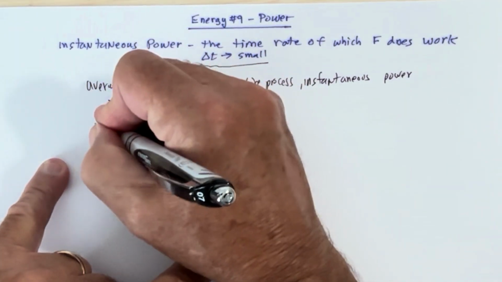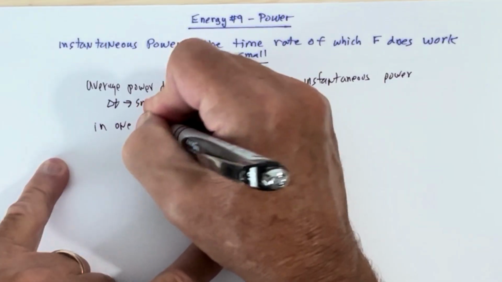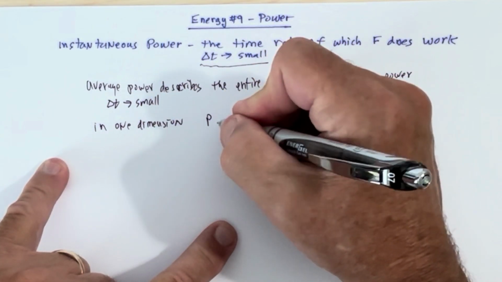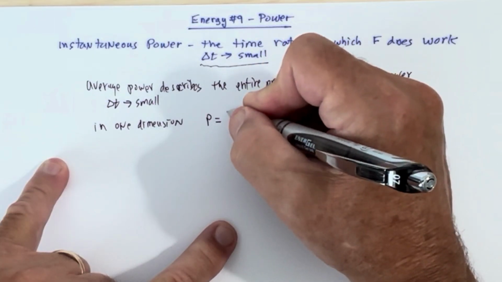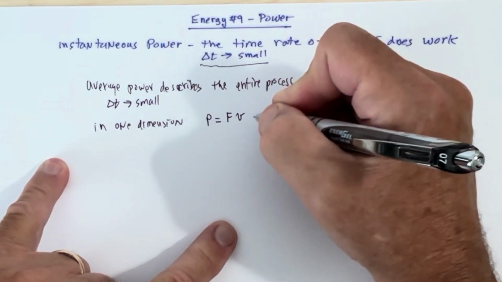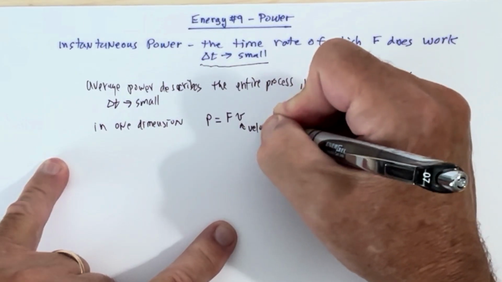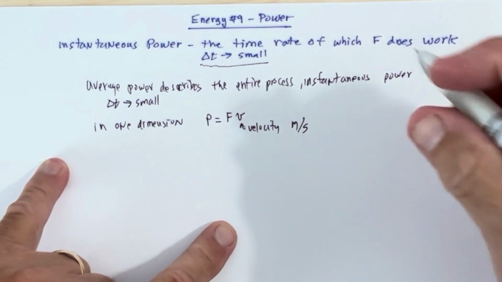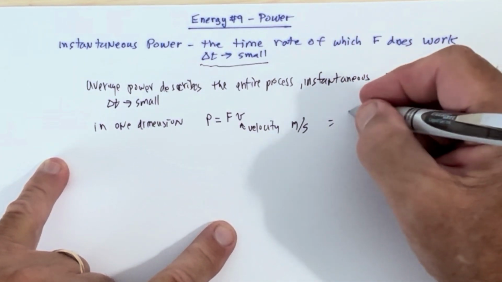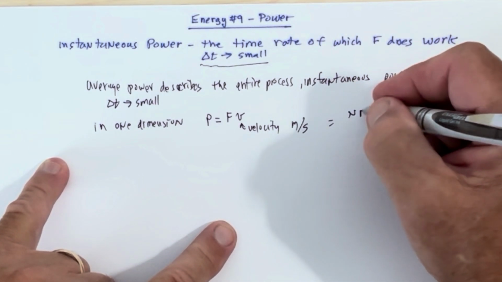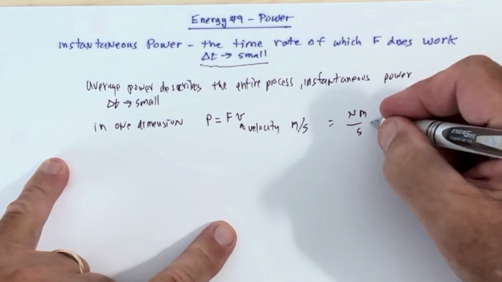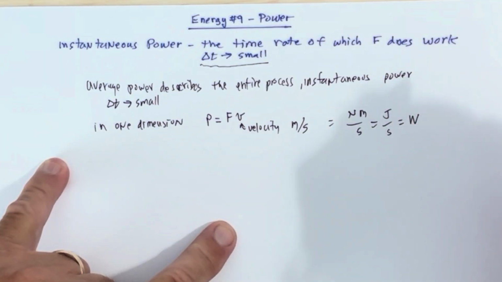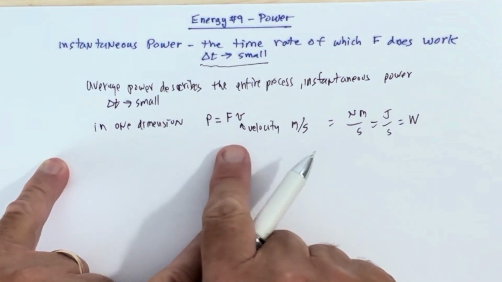So in one dimension, the simplest case, this instantaneous power is going to be equal to the force involved times the velocity, where this is the velocity in meters per second. And that's also going to have units of Newton meter per second, which is a joule per second, which is equal to a watt. So same units, just a different way of writing it out.